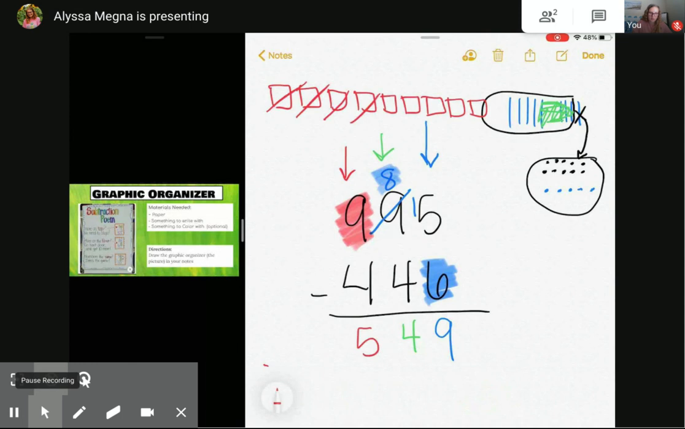Pictures are definitely a big help for you if you need to visualize this. So if you need to draw a picture out, do it. So our final answer for this is 549. So hopefully you got that answer. If not, watch the video and see where you might have made a mistake and see if you can figure out what to do next time.